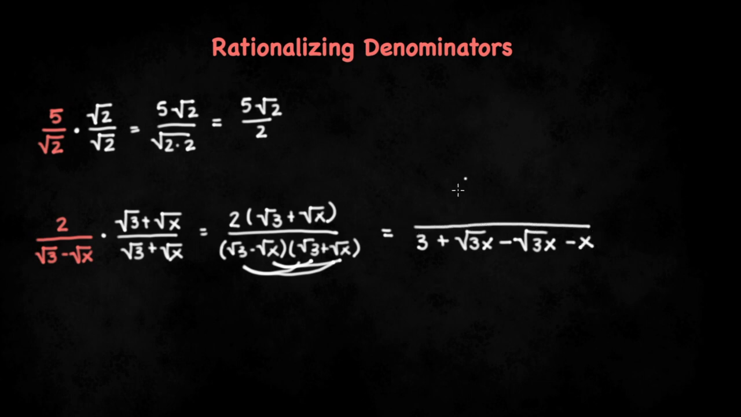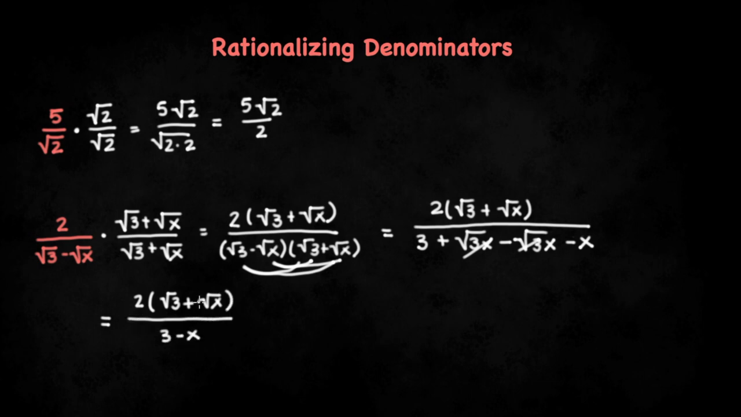We add the numerator. We can cancel out the terms in the middle, and we get the simplest radical form of the second expression: 2 times the square root of 3 plus the square root of x, over 3 minus x.